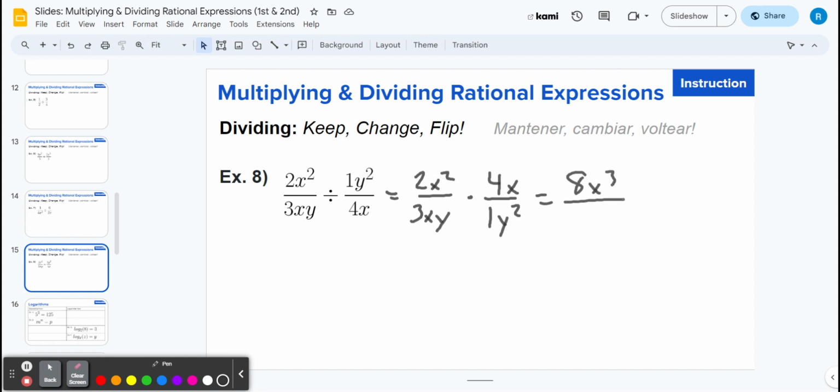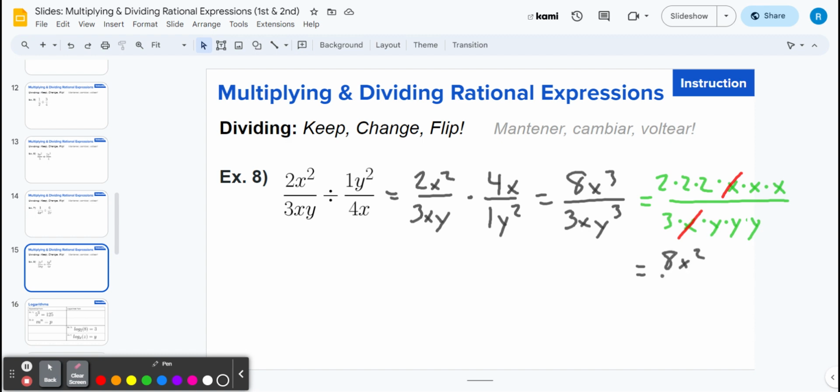3xy times 1y squared, we'll have 3xy to the third. And if we expand everything out to try to simplify, I'll have 2 times 2 times 2 for my 8 times x times x times x. And on bottom, we'll have 3 times x times y times y times y. It looks like I can't cross out any numbers, so those will collapse back down. My x's will cancel out, and there's really nothing else to cancel there. So I can just write this as 8x squared over 3y to the third.